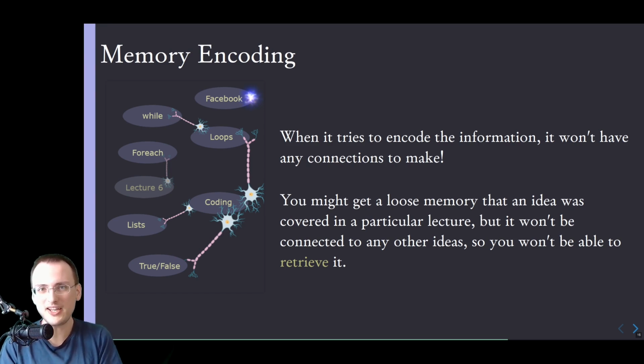But if you actually have an applied problem where you're using the wrong kind of loop and so your program isn't working, you're not going to have any way to jump from loops to this idea. You're not even going to remember that it exists in the moment, and so you won't be able to retrieve that idea.